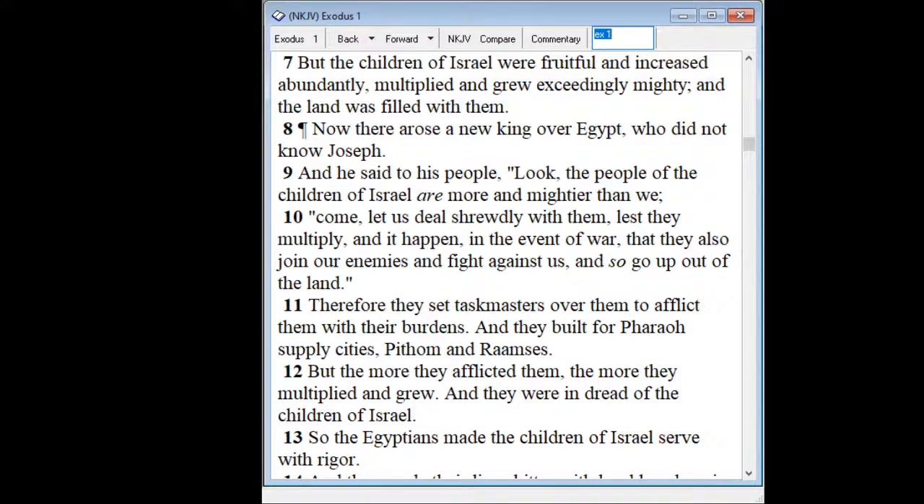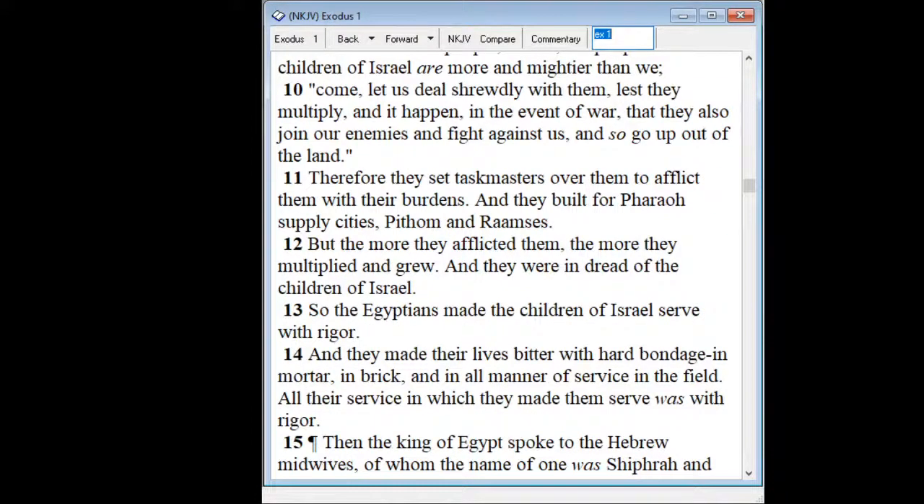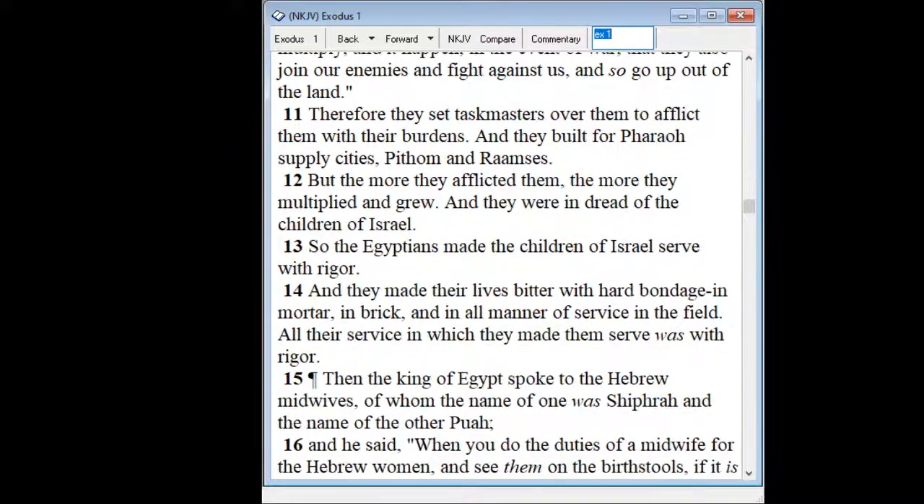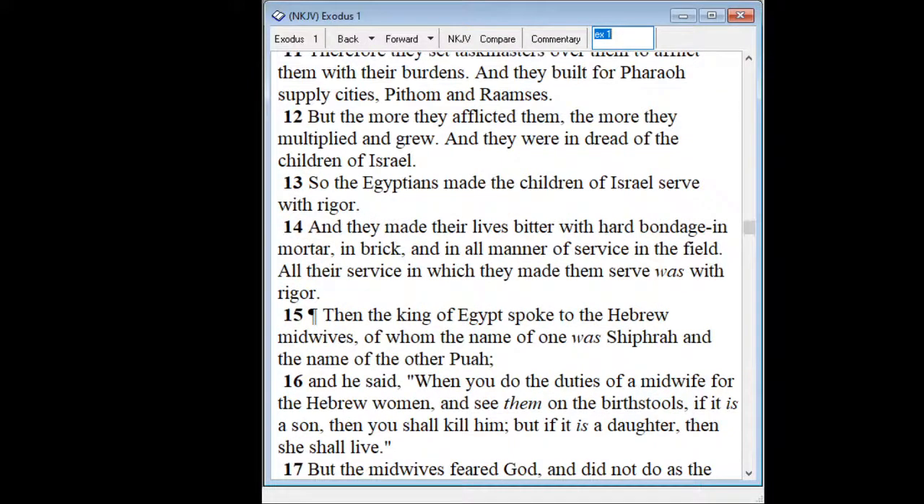Verse 11 talks about the cities that they forced them to build. But it didn't stop them. They grew more afflicted. They abused them more, and the Egyptians were harder and harder, making bricks and all manner of service, it says. And then it gives us this most terrible of commandments.